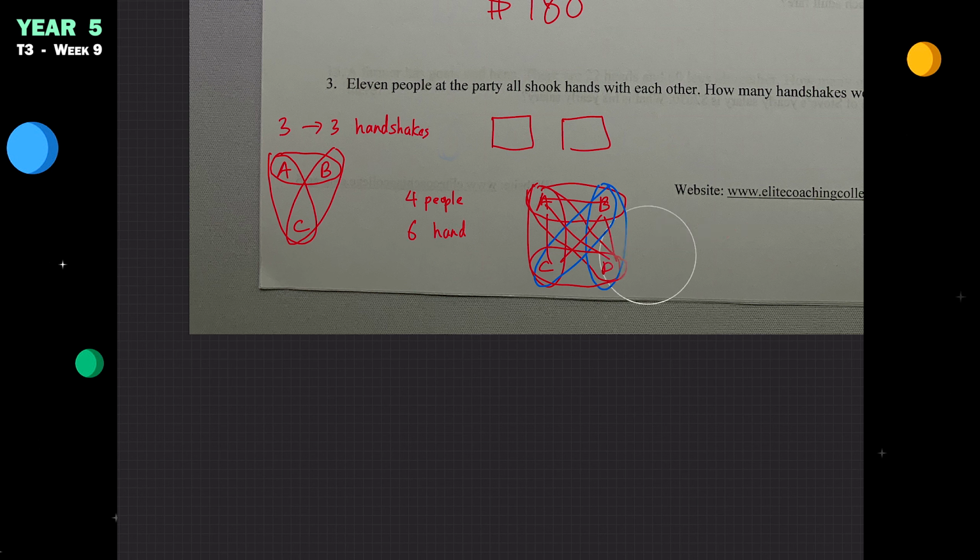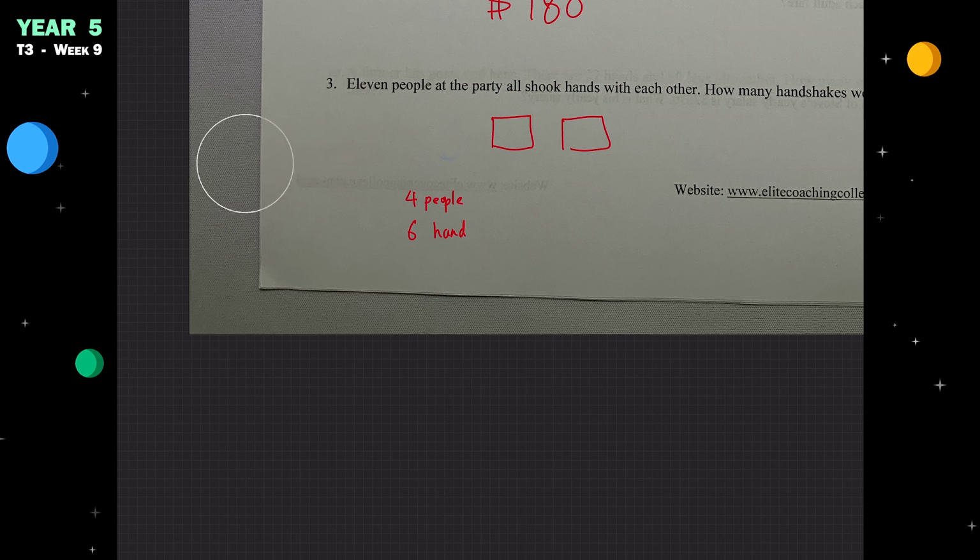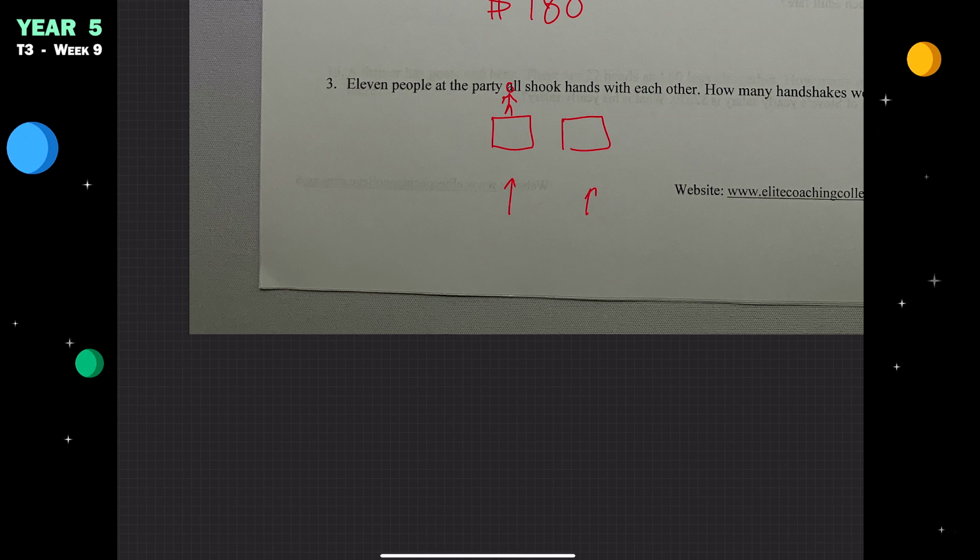Okay, so instead of drawing out the diagram and then figuring out how many handshakes, which will take you forever, right? What you're going to do is say, okay, imagine there are 2 spots people can stand. So someone can stand here, and someone can stand here, and they handshake each other. Okay, so how many people can stand in the first position? Well, let's just pretend that we had 4 people, and we know there are 6 handshakes, right?